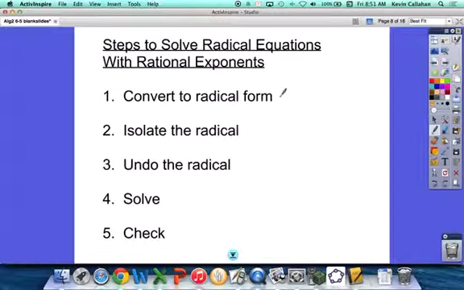Right, so this will be just one added step to the other steps that we already have.